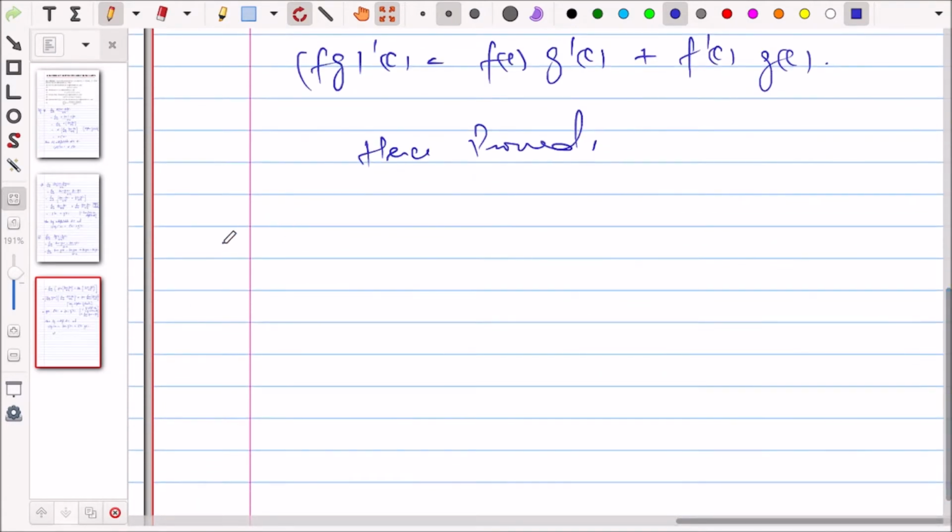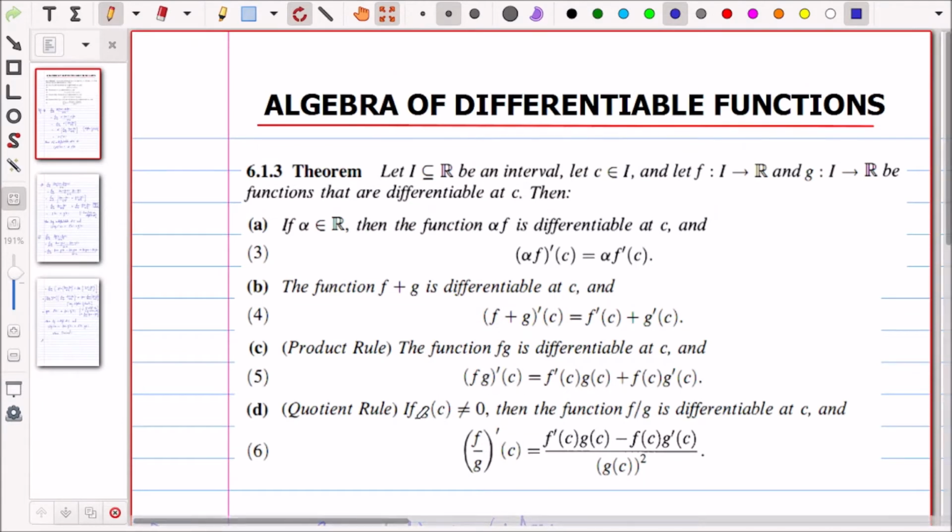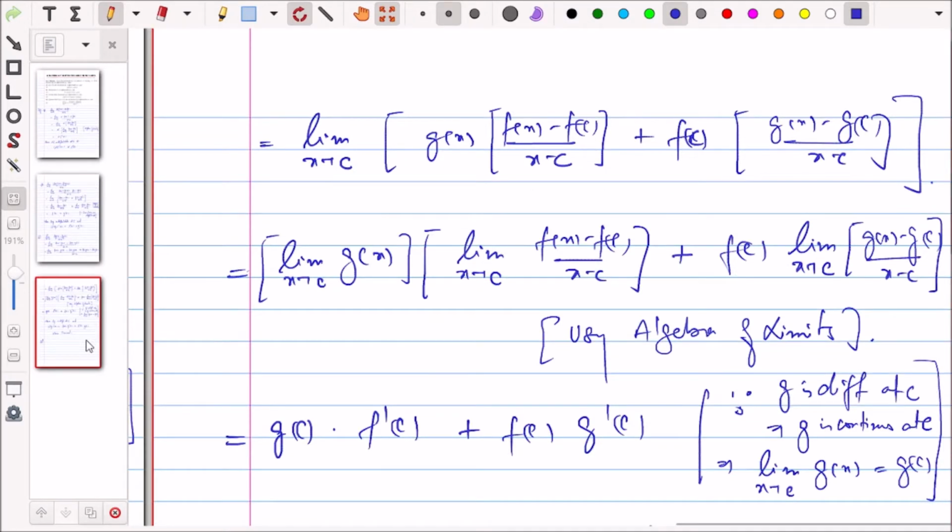Okay, now last part. So we have to show quotient rule. So quotient rule में क्या शो करना है हमें कि (f by g) dash c is equal to (f dash c g(c) minus f(c) g dash c) upon g(c) square. So इसमें भी फिर हमें manipulation करनी पड़ेगी. So let us try it.